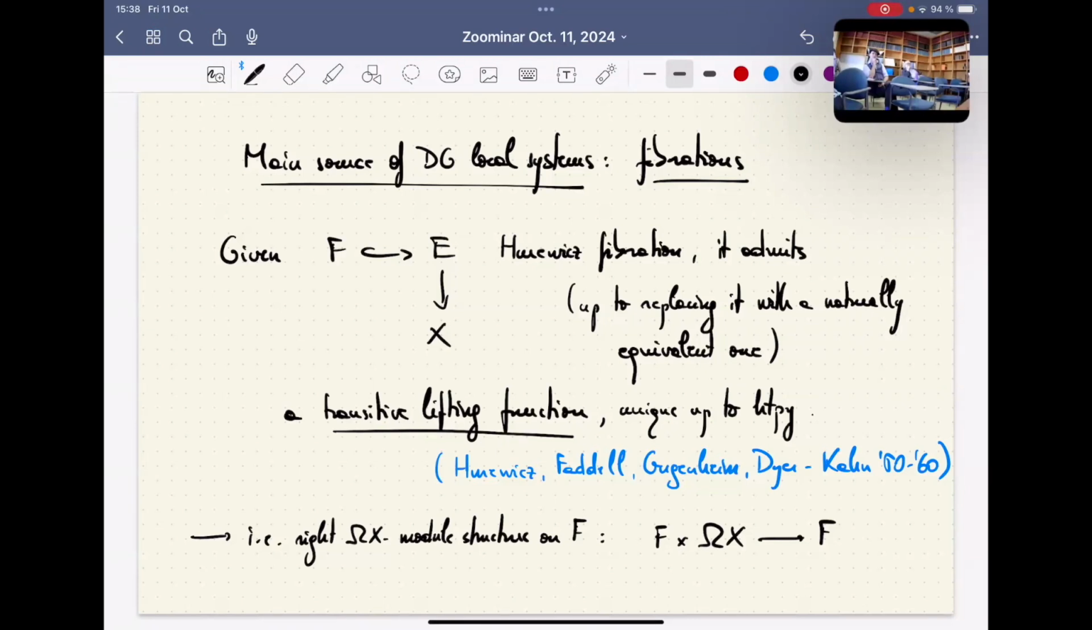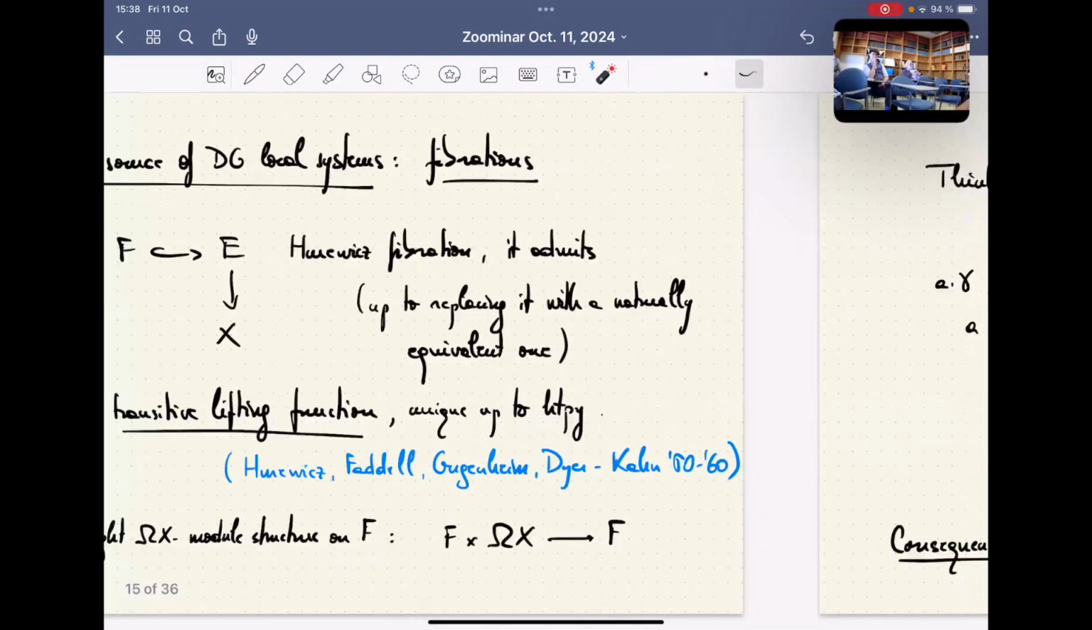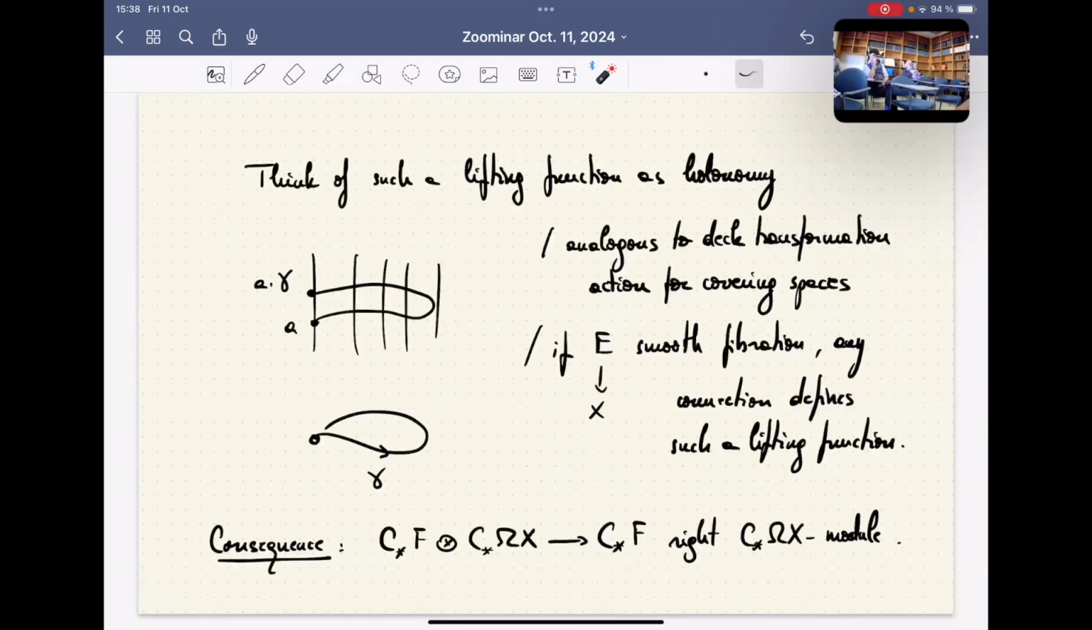I can phrase it as exactly what I want, and that's what I'm going to do. So topological module structure on the fiber over the base loops. But the way one has to think of this is as holonomy. So a lifting function arises from the following thing.